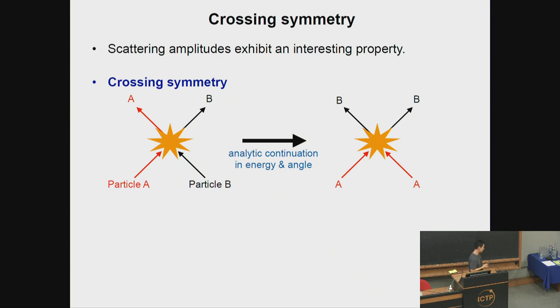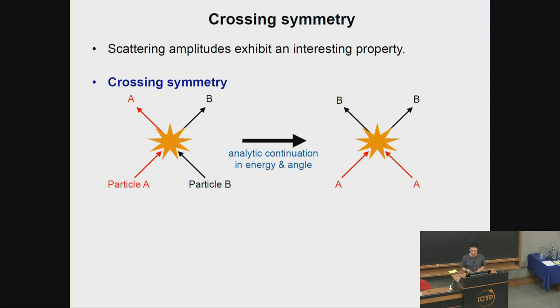What people found through computation was that if you compute the scattering amplitude of this process, where A and B particles collide, as a function of energy and angle, and do an appropriate analytic continuation, you can actually compute the probability amplitude of a completely different scattering process, in which A and A particles collide and B particles are emitted. This is what's called crossing symmetry.